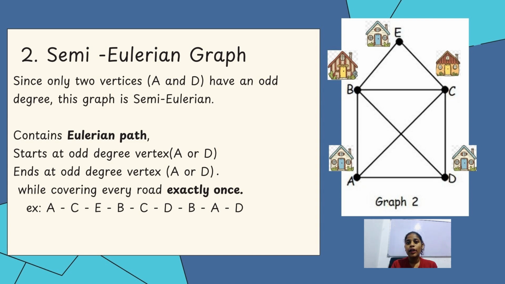So we can see an example of an Eulerian path in this graph. We can start from A and end at D. For example, A to C, C to E, E to B, B to C, and C to D, and D to B, and B to A, and A to D. So we have finished at the other odd degree vertex, D. This ensures that every edge is covered exactly once.